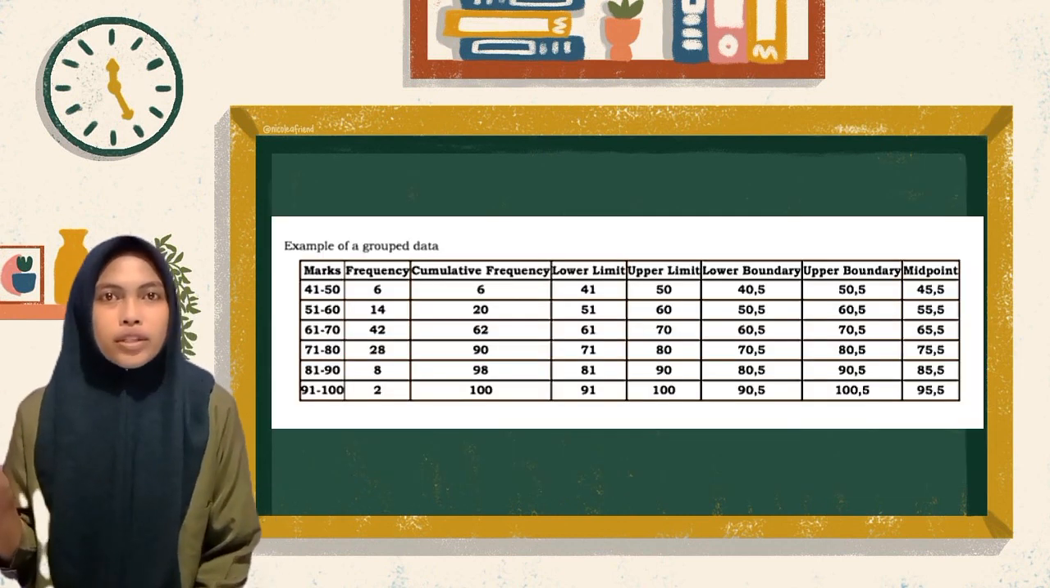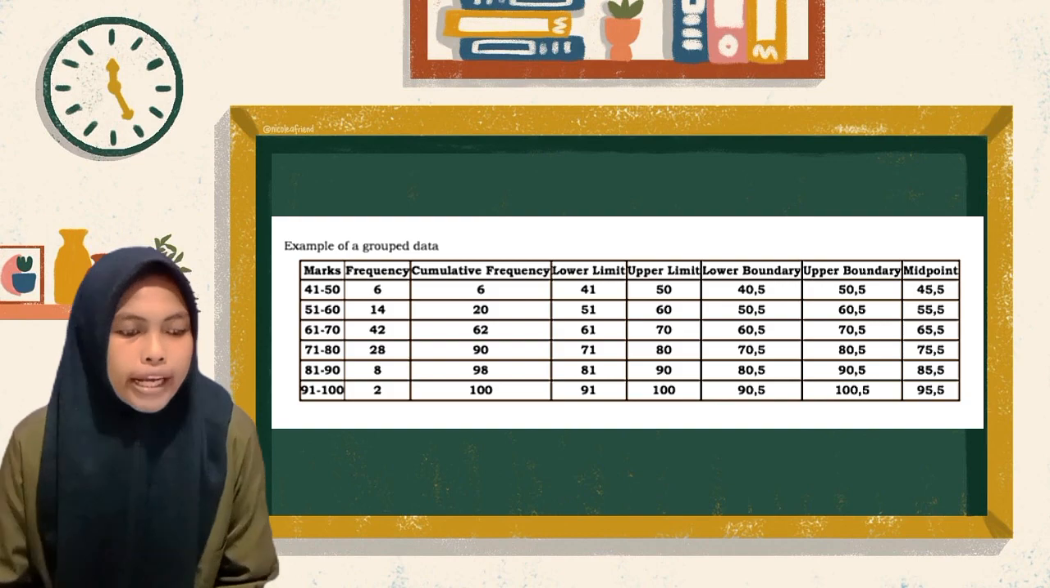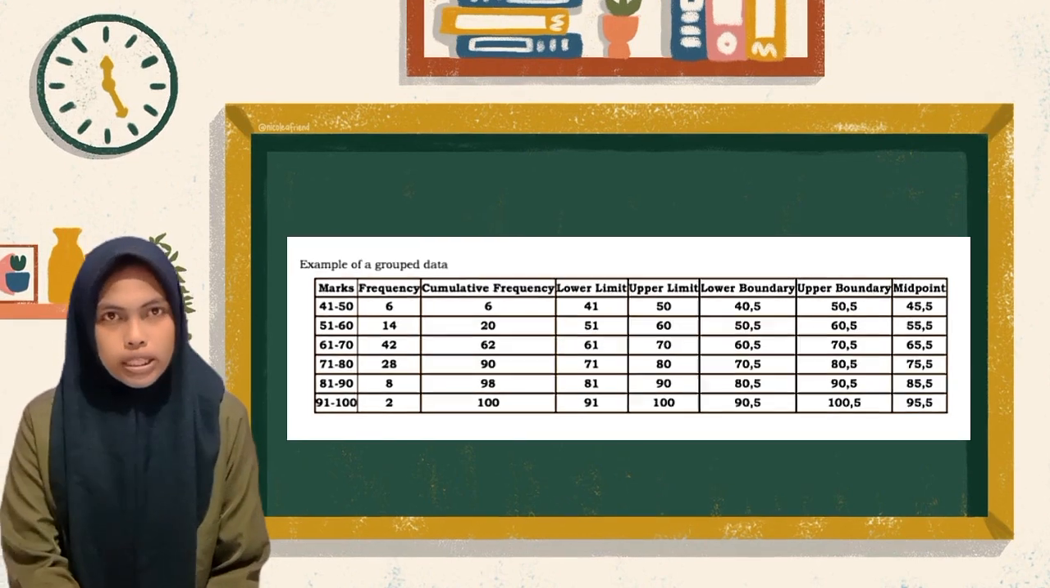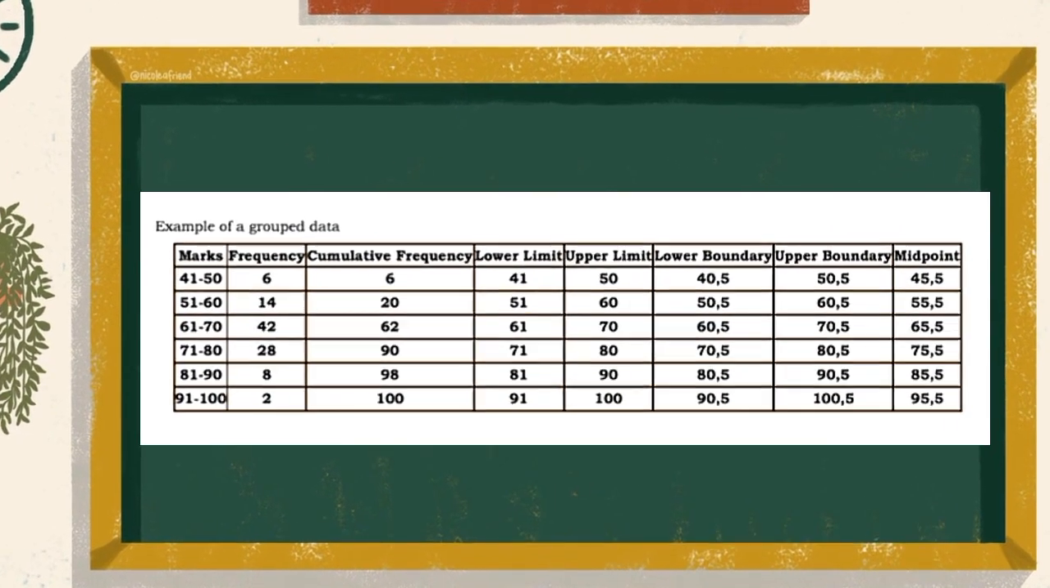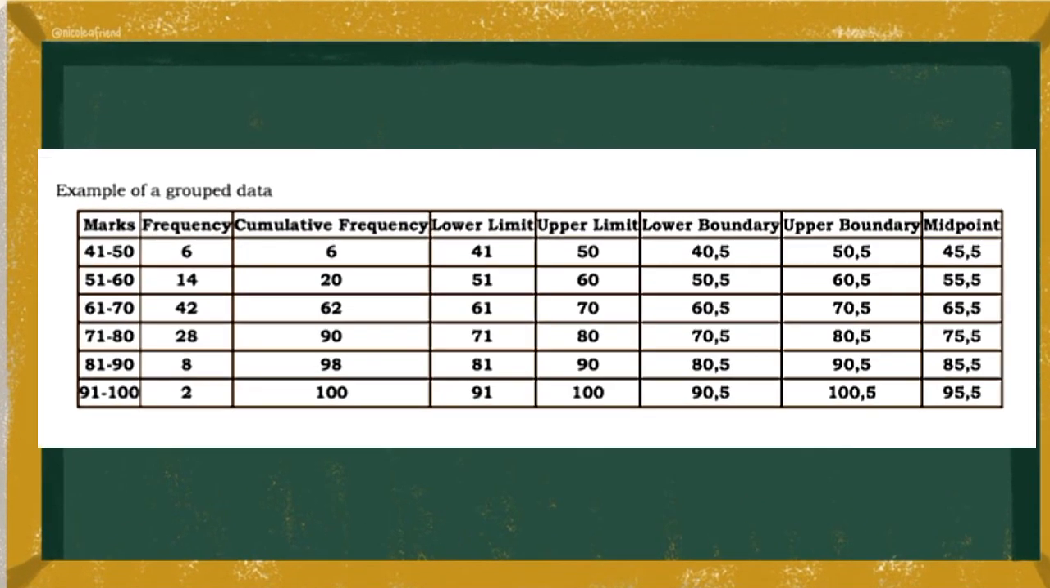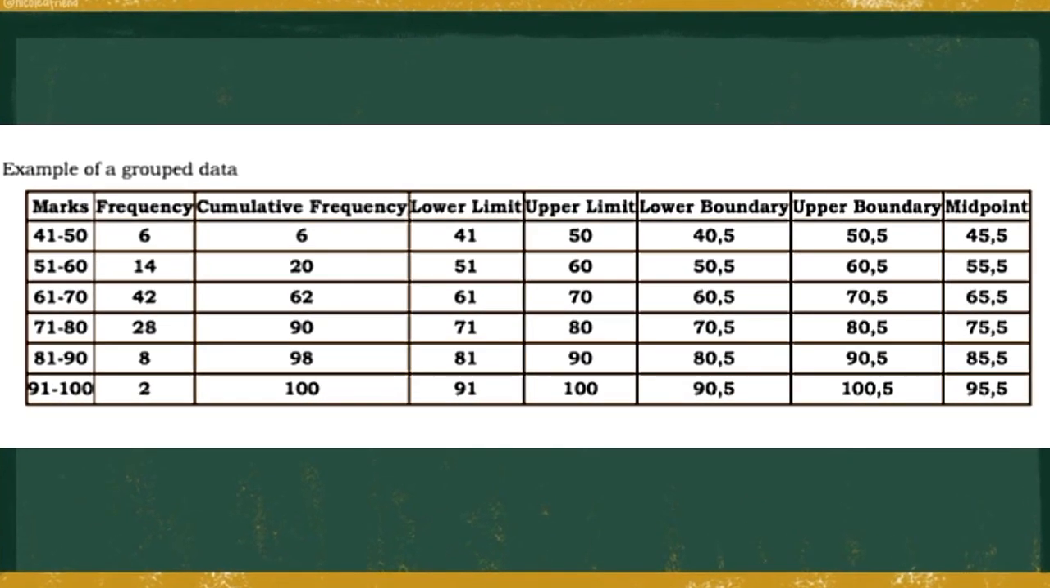Friends can see the pictures. Example of grouped data. Result from midpoint: midpoint of a class equals lower limit plus upper limit over 2. So the result is 45.5. That's a little explanation for the grouped data. Hopefully it can be understood.